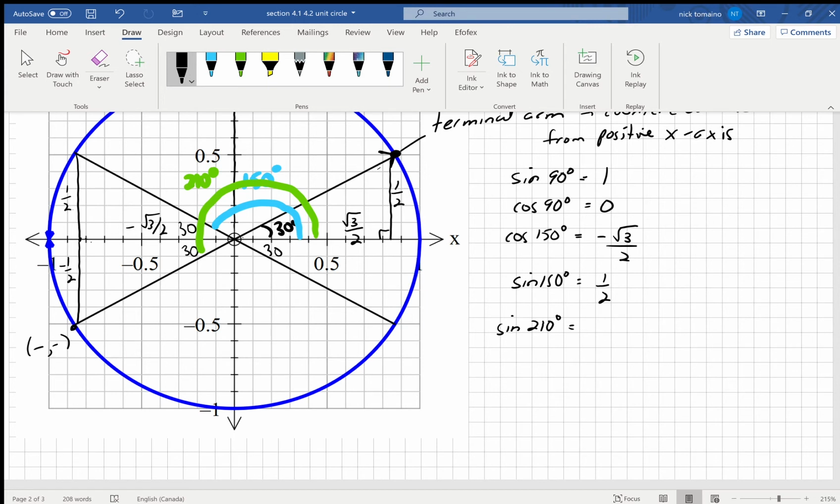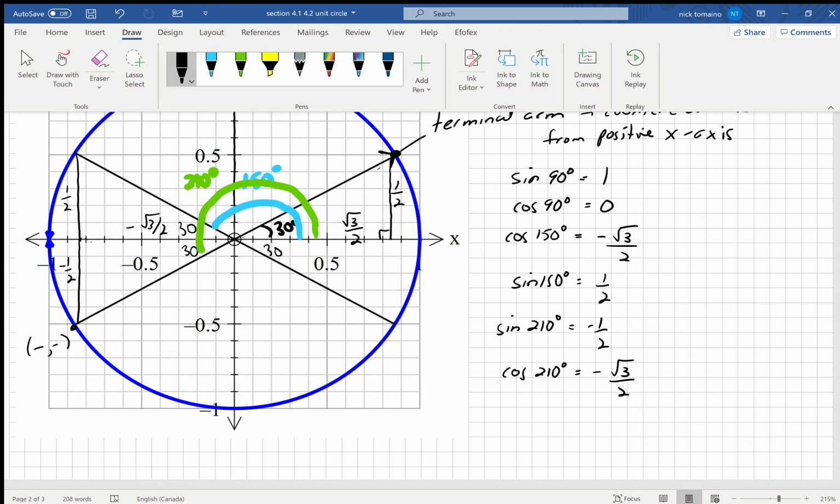So the sine of 210 is going to be, right, again, opposite over 1. So just negative 1/2. And the cosine of 210 is going to be negative √3/2. Okay, good. So that means that the x coordinate, this point right here, is going to be negative √3/2, and the y coordinate is going to be negative 1/2.